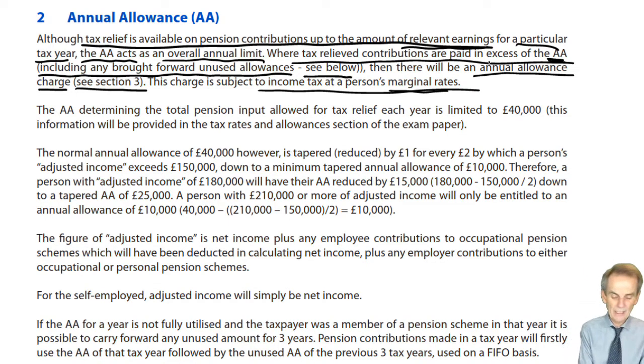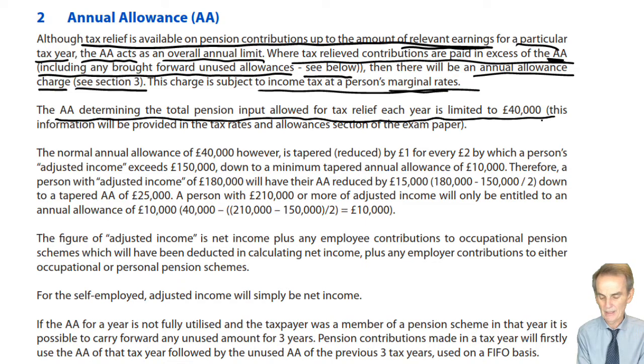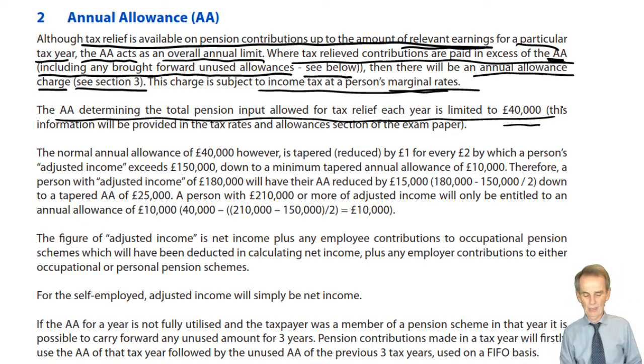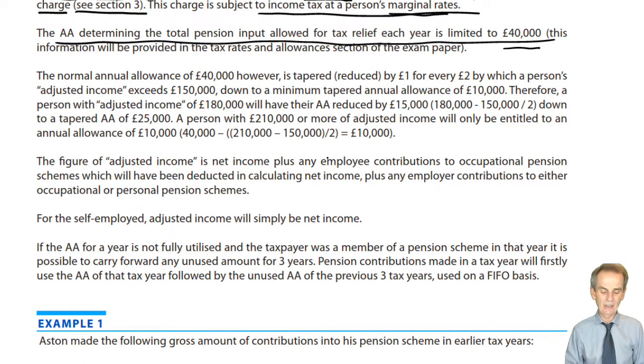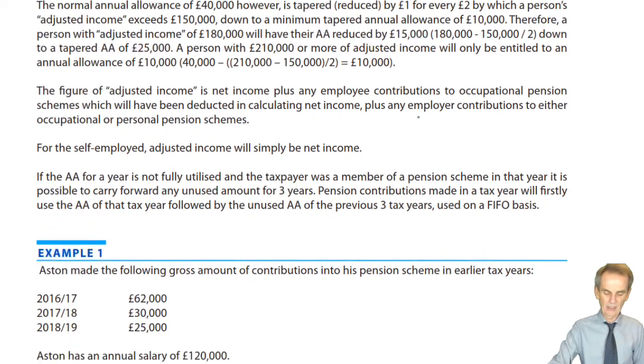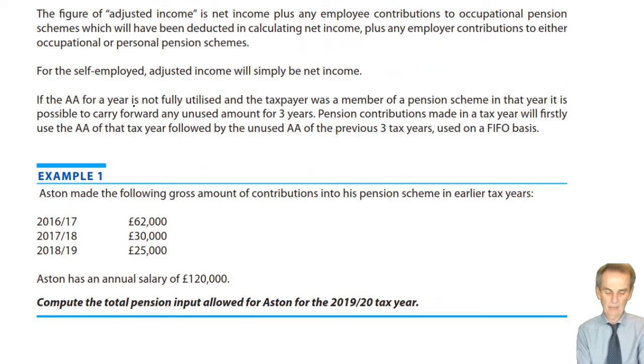Okay, so what is this annual allowance? The annual allowance determining the total pension input allowed for tax relief each year is limited to £40,000. Again, I think you'll know it by then, but that information will be provided yet again on your tax rates and allowances section of your exam paper. Now then, we've also said that not only do you get the annual allowance of the year, but any unused annual allowance brought forward from the previous 3 years. And that's where this point comes in.